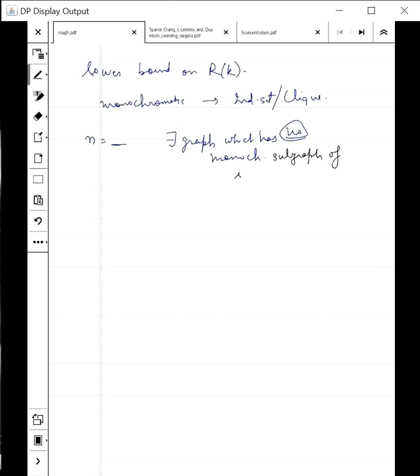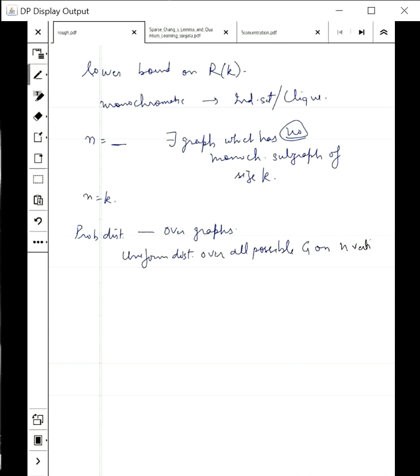You can easily prove that when n is equal to k, there is a graph which has no monochromatic subgraph of size k. But can we give a better lower bound? We will use the probabilistic method. So what is the probability distribution? Our probability distribution is going to be over graphs, and it is going to be the simplest one. It's the uniform distribution over all possible graphs on n vertices.